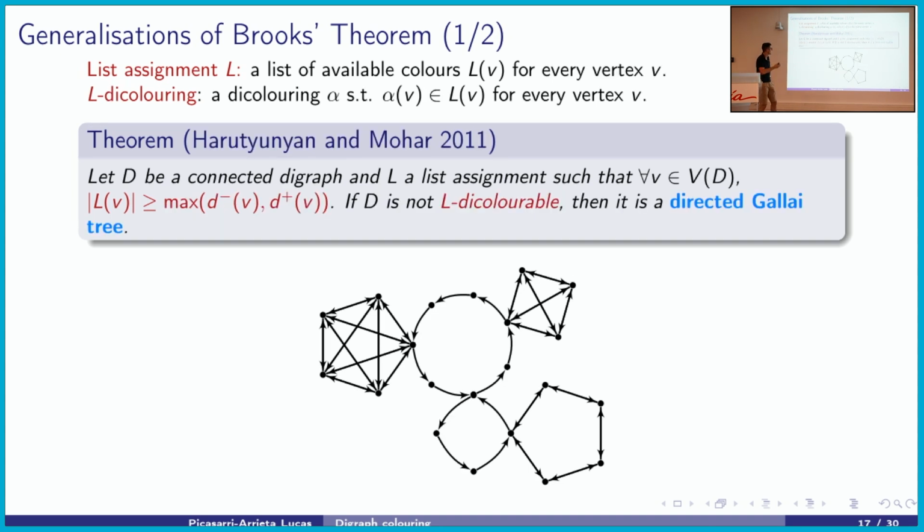And this is a result of Harutunian and Mohar, that now if you have a list of available colors on every vertex of a digraph, such that the number of available colors is at least the maximum between the in and out degrees, then our digraph must be L-dicolorable, unless it is a directed Gallai tree, where a directed Gallai tree is any digraph for which every block is an obstruction of the directed Brooks theorem, so either a bidirected complete graph, a bidirected cycle, or just a directed cycle.